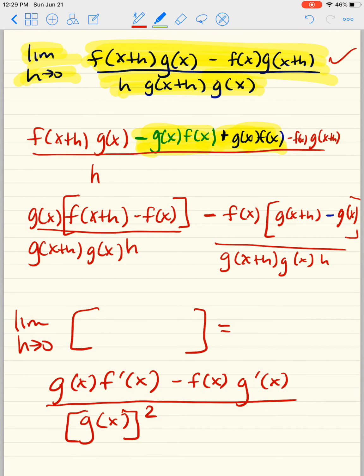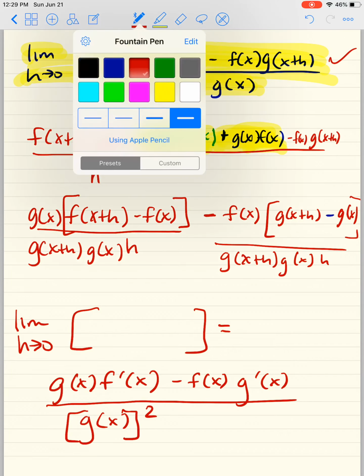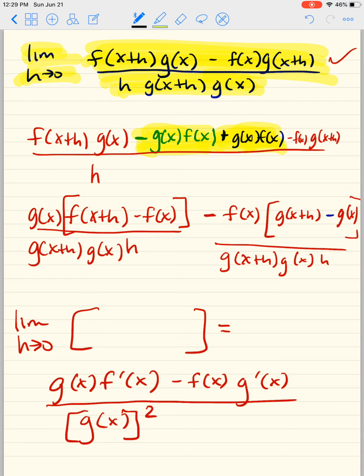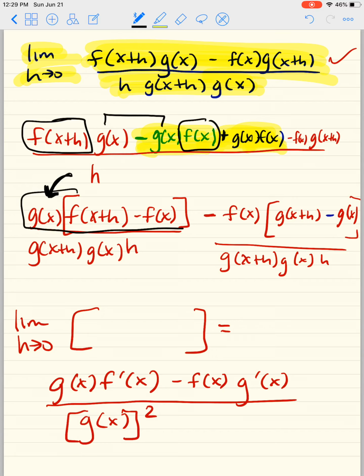Now, what this allows us to do, if you guys notice, I'm going to use a black pen. I'm going to say g of x and g of x is in both of these. I'm going to factor it out, which I did right there, okay? Once you factor it out, you're left with f of x plus h minus f of x. Okay, that's for this guy right here. Pause the video if you need help.